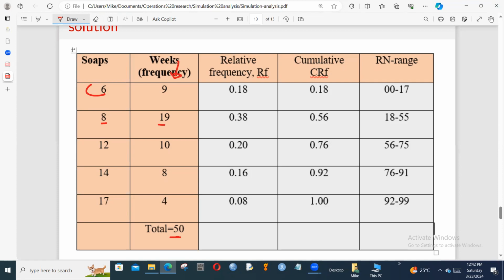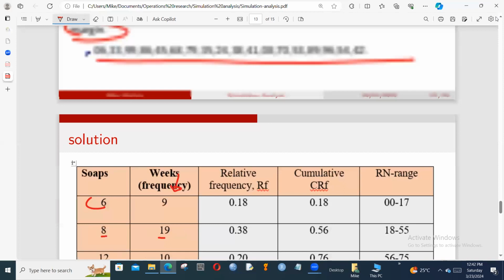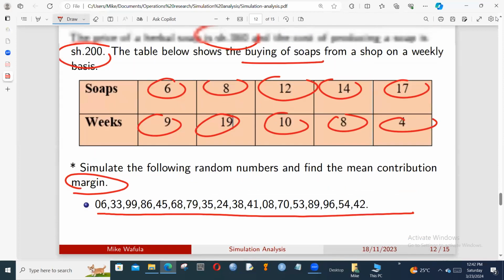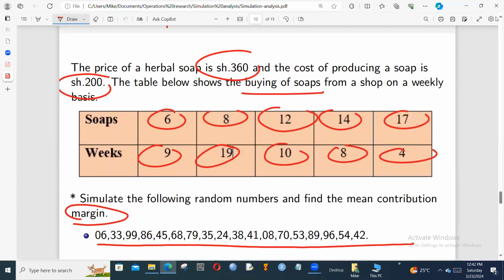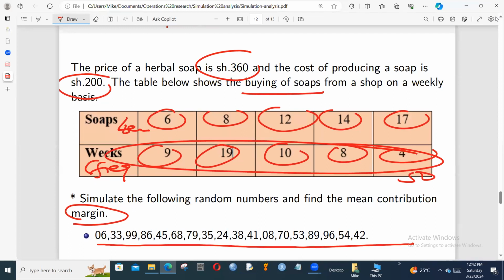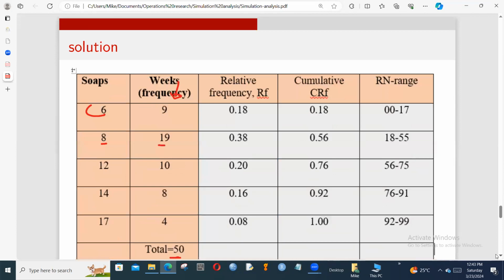And so no one will tell you this is a frequency, but you need to figure out that this is actually the frequency of this item being bought. This is a frequency. So you sum these frequencies, which gives you 50, and then you get the proportion. The proportion will now be the relative frequency of each of those.